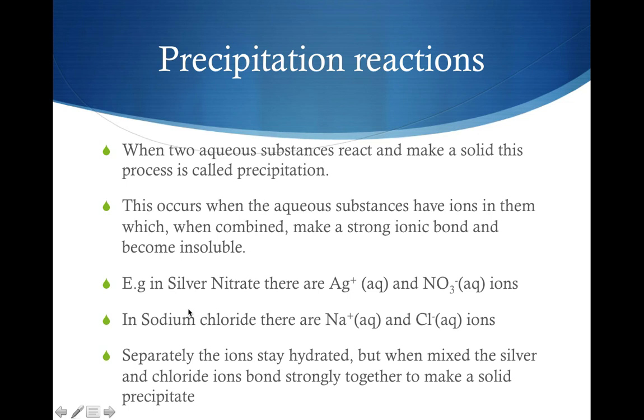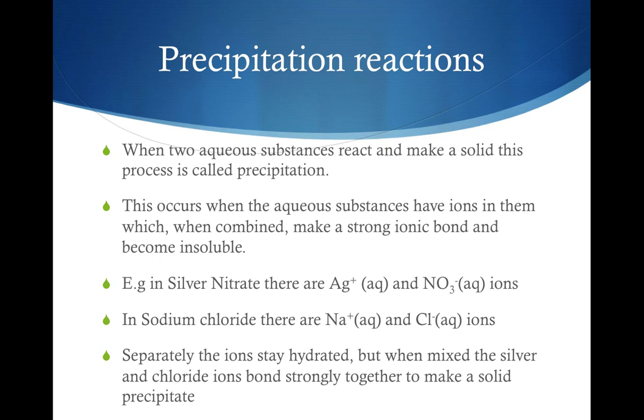Now we can exploit this because sometimes we can react two things where the ions have dissolved and make a solid, which is insoluble. This is a process called precipitation reactions. In silver nitrate, we've got silver ions and nitrate ions and they're perfectly happy separate. Sodium chloride, sodium and chloride ions are separate.